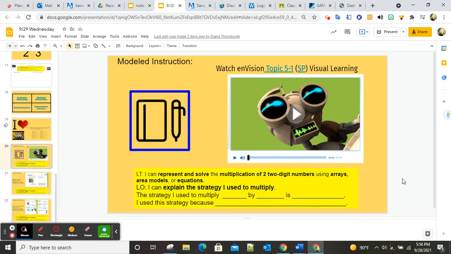And today our focus is going to be on arrays. So, by the end of this video, hopefully you'll be able to explain the strategy that you're using to multiply. And notice that there are some sentence stems there to help guide you so that you can have conversation with your teacher, with other students about multiplying. So let's get started with the video.